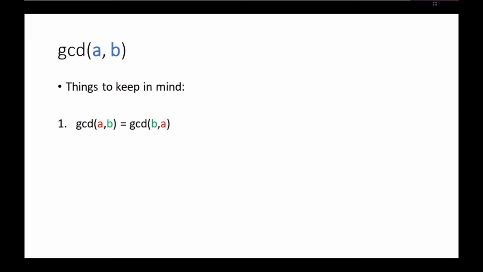Now the GCD has some special properties to keep in mind. For example, it doesn't matter in what order you use the numbers. So the GCD of a and b equals the GCD of b and a. Another property is that you can put a minus sign in front of the numbers without any consequence. So the GCD of a and b equals the GCD of minus a and b. In fact, it also equals the GCD of a and minus b. It even equals the GCD of minus a and minus b.